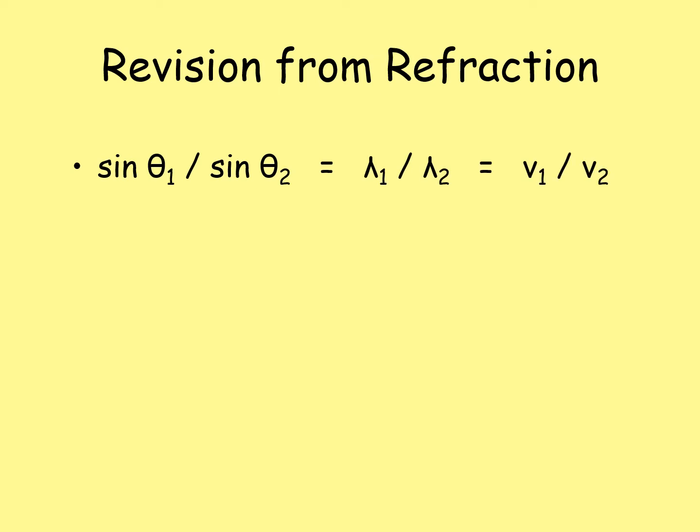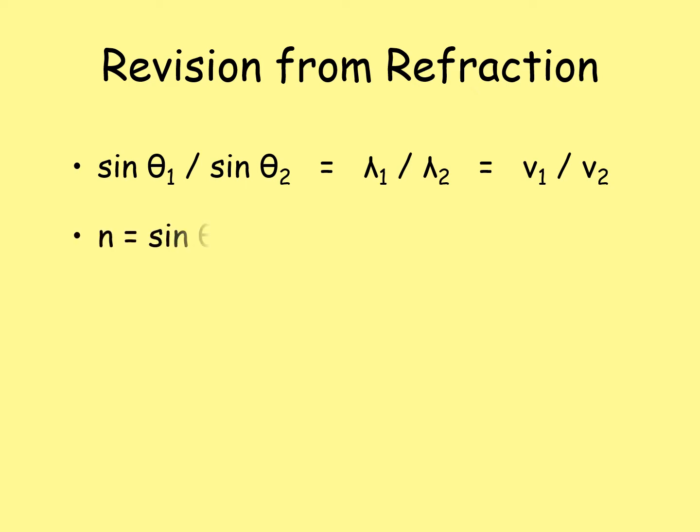Revision from refraction. In the previous video, we looked at the refractive index, and we saw that the refractive index n of a material is equal to the ratio sine theta 1 over sine theta 2, lambda 1 over lambda 2, v1 over v2, where the 1 denotes air. So for example, theta 1 is the angle of incidence in air, theta 2 is the angle of refraction in a medium, lambda 1 is a wavelength in air, lambda 2 is the wavelength in the material, v1 is the speed in air, approximately the same as speed in the vacuum, and v2 is the speed within the medium.